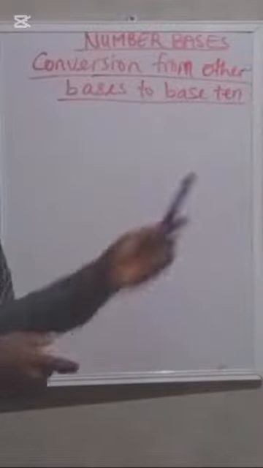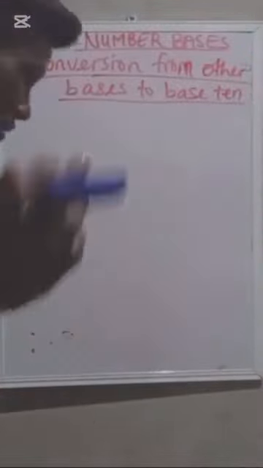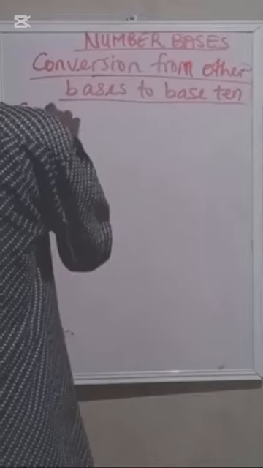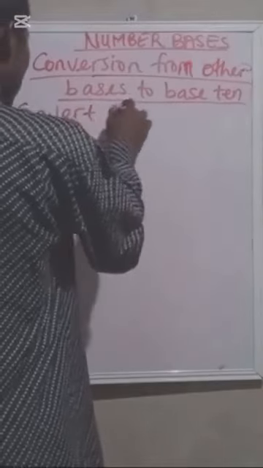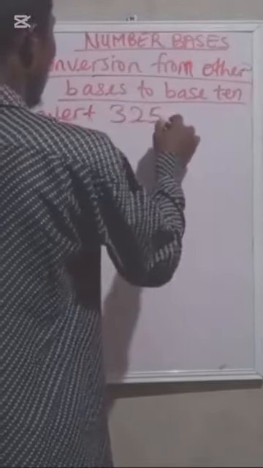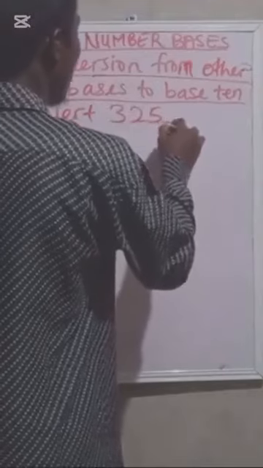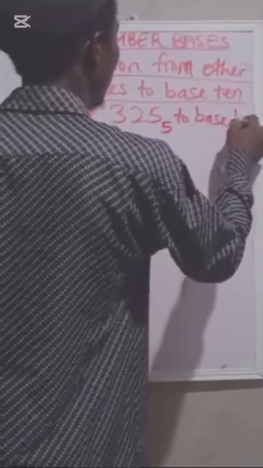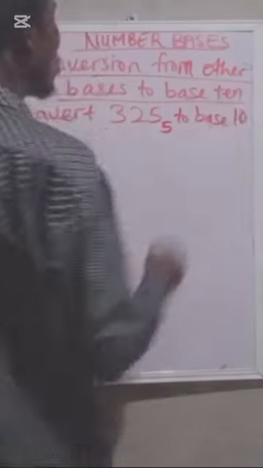Yes, so this is the lesson. Now, how do we do this? Let's pick an example. The question is: convert 325 base 5 to base 10. This is what our question gives.